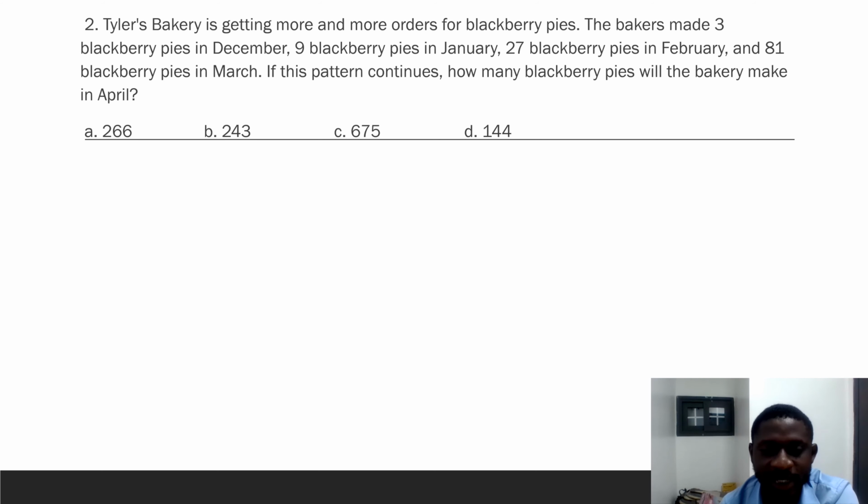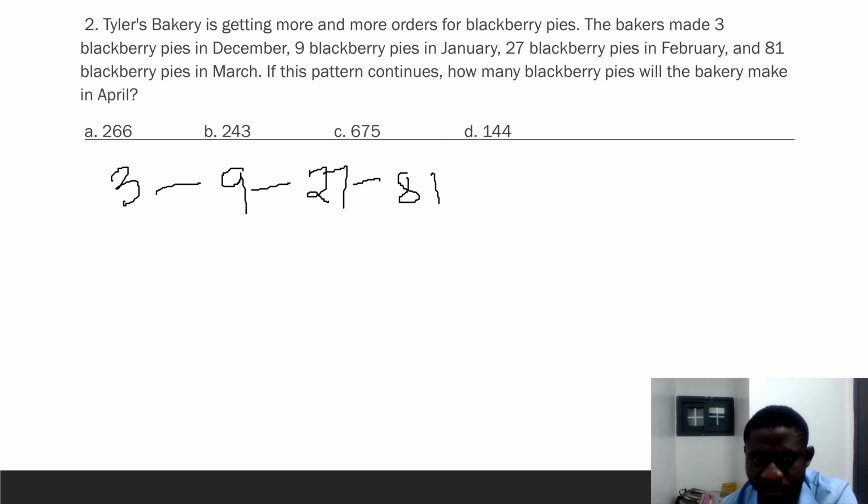So 80 as the answer. Second, Tyler's Bakery is getting more and more orders for blackberry pies. The bakers made three. That was in December. Now in January they made 9. In February they made 27. In March they made 81. Now the question says, if this pattern continues, how many blackberry pies will the bakery make in April? That is the following month. Now, we don't know how many they will make in the following month. However, let us establish the pattern that is being used here.